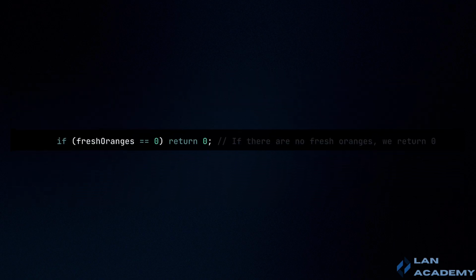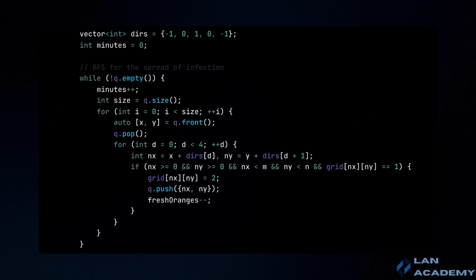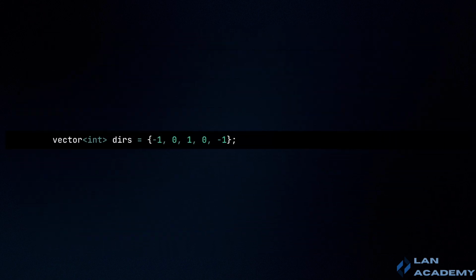If there are no fresh oranges at this stage, we can immediately return 0 since no time is needed to rot non-existent oranges. The BFS process requires calculating new positions based on the 4 possible movement directions. To facilitate this, we initialize a displacement vector, dirs, which helps in calculating the new x y coordinates when moving from one cell to another in the matrix. This vector reduces code complexity and enhances readability by encapsulating the direction logic.